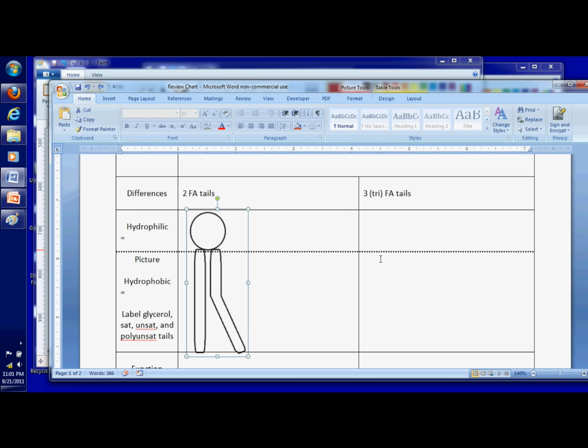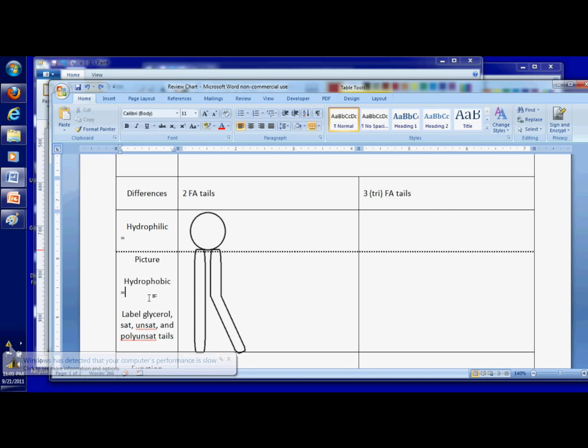This top part above the dashed line here, above the dotted line, this is the polar or hydrophilic end. So down here you can write in polar. Hydrophilic and polar are talking about the same thing, which is attracted to water. And down here on the bottom, below the dashed line, are the hydrophobic fatty acid tails. Hydrophobic, aka nonpolar. You also want to label the glycerol, saturated, unsaturated, and polyunsaturated tails.